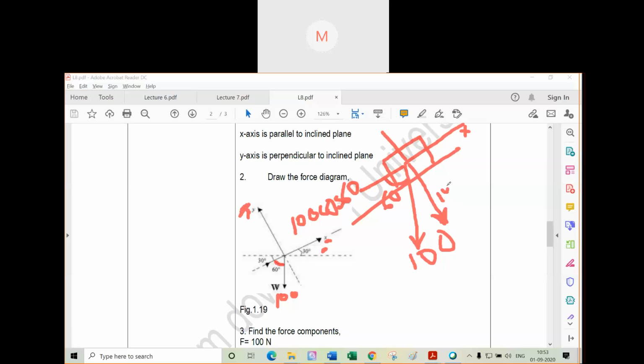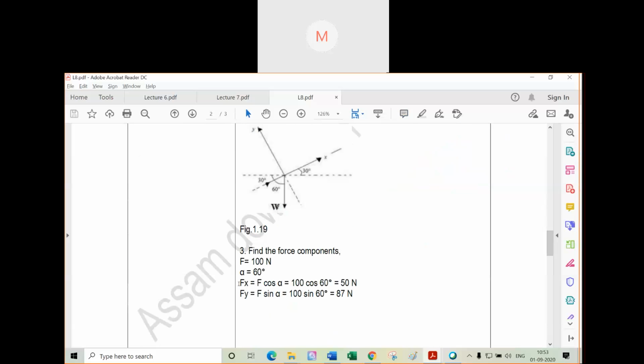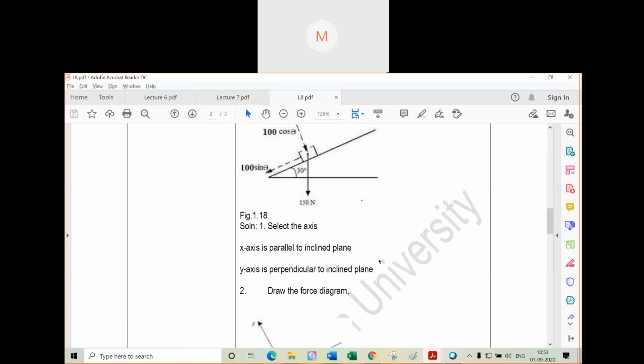100. What will be the y component? Sine 60. Got it? Is it clear? So that is why we have got cos in this one, and we have got sine in this one. Now is it clear? Now is it clear, students?